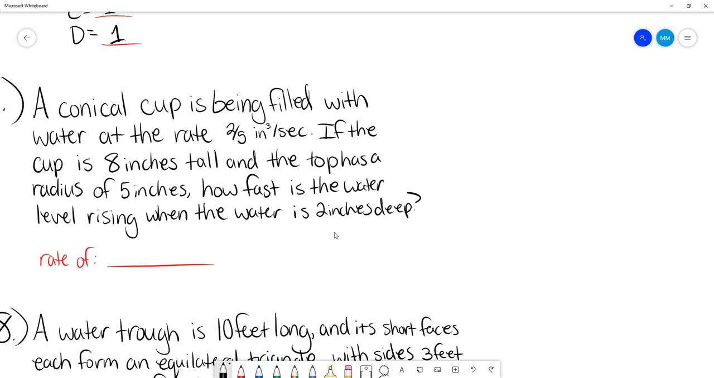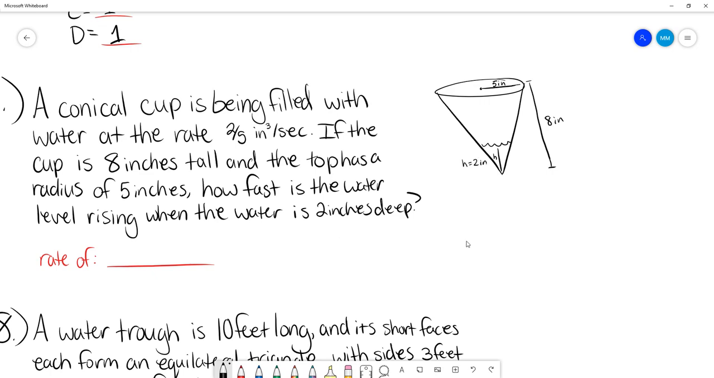So what that tells us is we've got a cone that looks maybe something like this. It says it has a radius of 5 inches and the whole thing has a height of 8 inches. We want to know how fast the water level is rising when we have this bit here, our h, which is 2 inches deep.